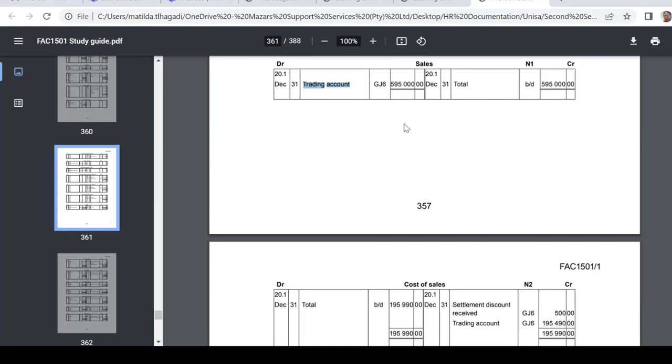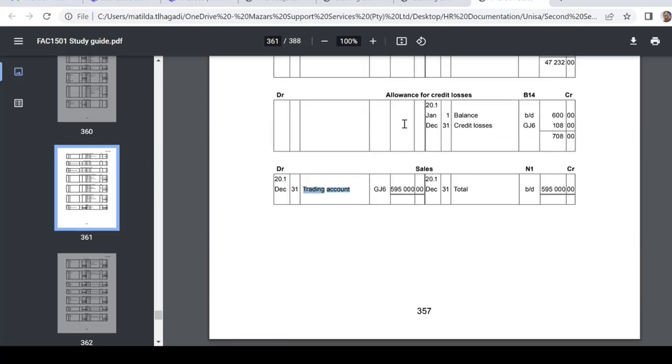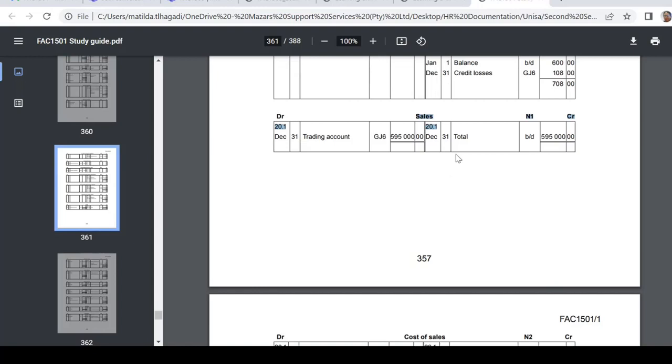Are you with me? I'm just looking at the trial balance again. Okay, yes, I see. So the opening balance of the sales account comes from the trial balance. And then we move this balance to the trading account. So in that way, it closed this account.